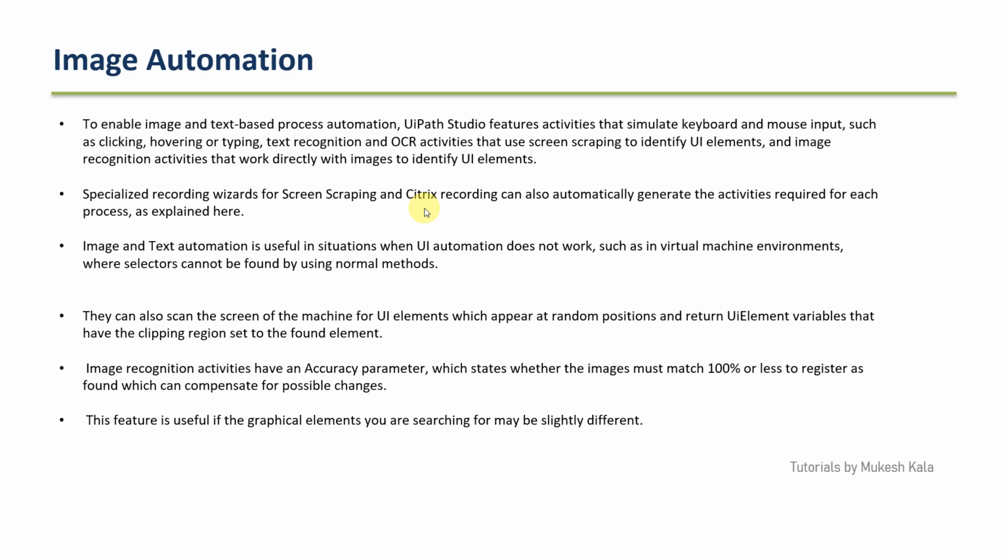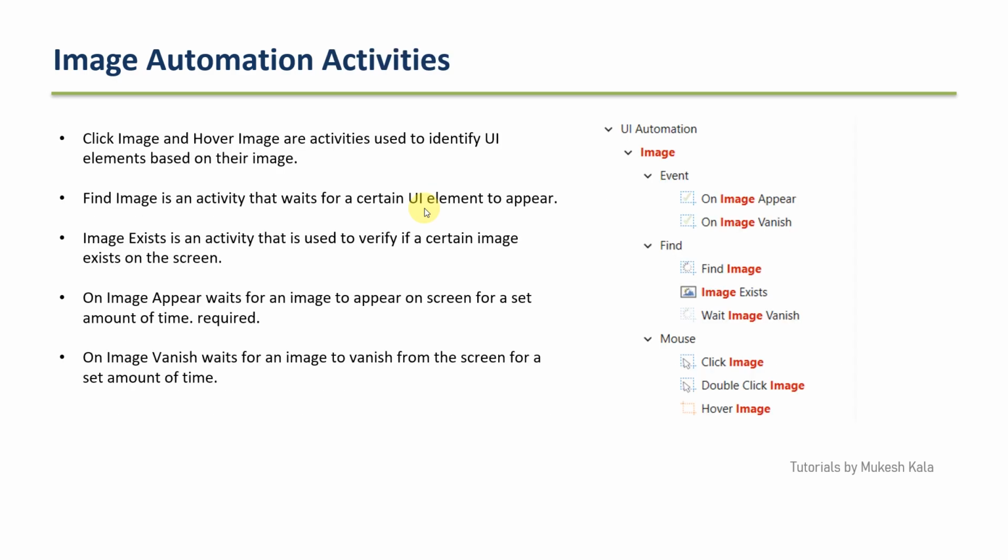Which means that in terms of execution speed, image automation would always be slower and have more chances of failure, because if the color changes or the resolution changes, your automation would fail. That is why we always say first rely on the UI based, selector based activities. If they are not working, only then do we come to image automation. For image based automation, we have a lot of activities: on image appear, on image vanish, find image, image exist, click image. All of these are available. Let's see that in action.